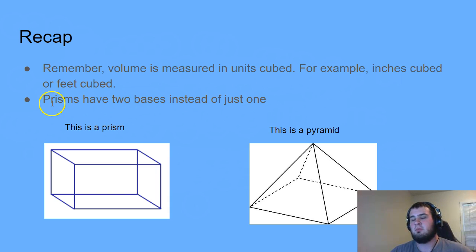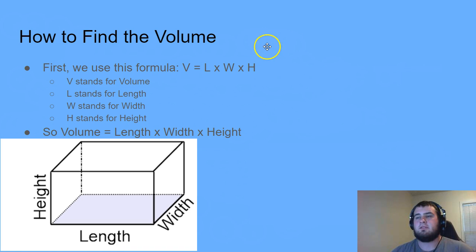We also need to remember what is a prism compared to a pyramid. This is a prism right here, and it has two bases here and here, and a pyramid only has one base. So keep that in mind as we are working through these problems, that we are finding the volume of rectangular prisms. Alright class, now we're ready to dive into our very first formula.